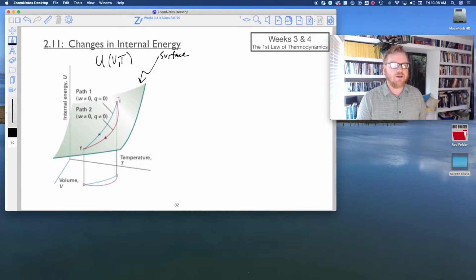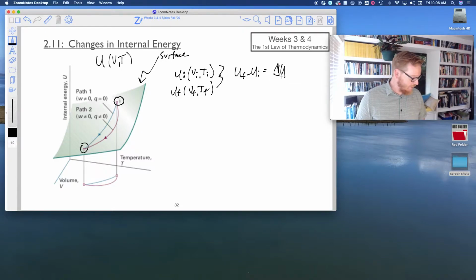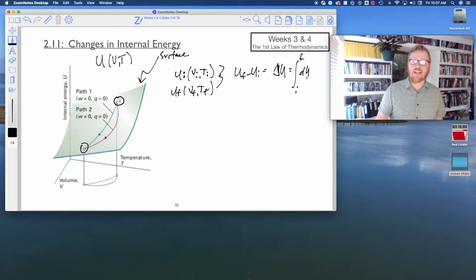Okay, so consider some initial state i, given by U_i, which of course would have V_i and T_i, and then consider some final state U_f, which would have V_f and T_f. Okay, and we know because U is a state function, when we take U_f minus U_i, this gives us delta U. But we also know, because it's a state function, the following is true. If I integrate it along that path from i to f, I'm still going to get the same result.